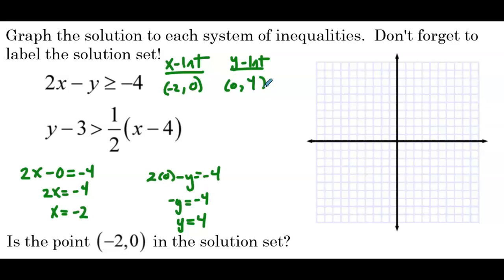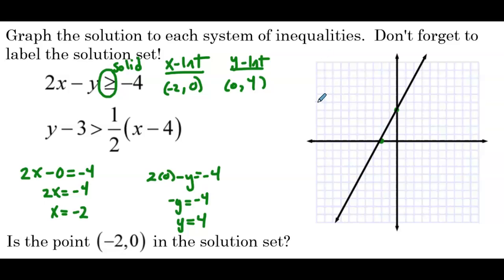Okay, so we'll plot those 2 points. So -2, 0, and 0, 1, 2, 3, 4. Now we have to decide how we're going to connect those 2 points. So we look at our inequality sign. It is greater than or equal to, so that tells me we're going to connect those points with a solid line. Let's just fix that a little bit. There we go.